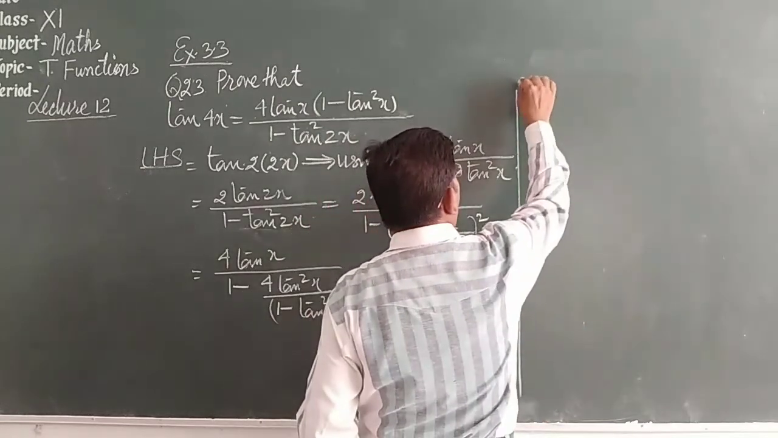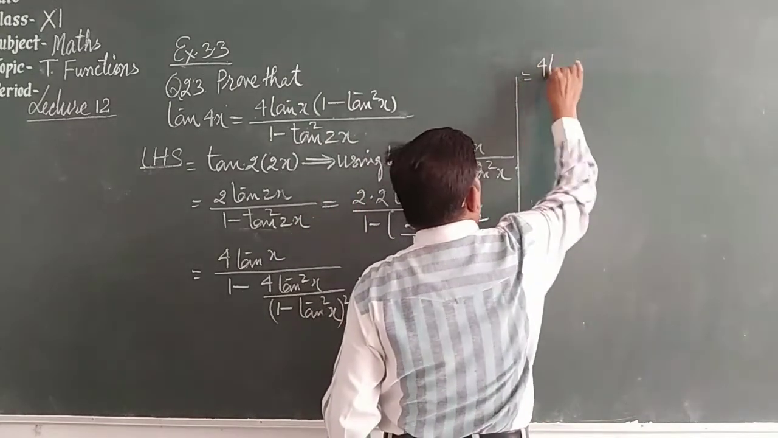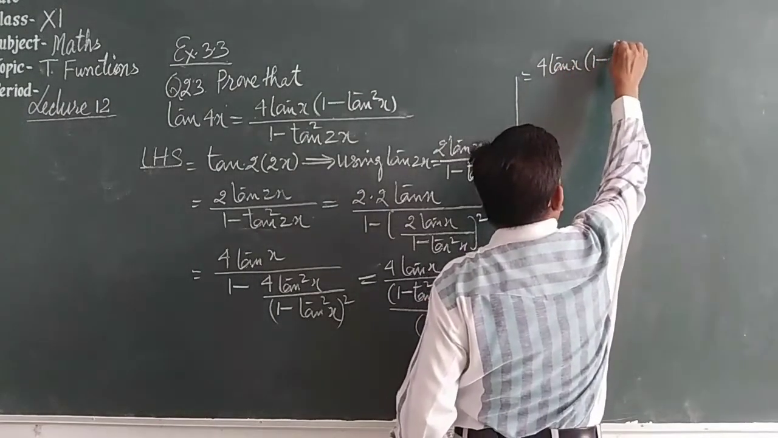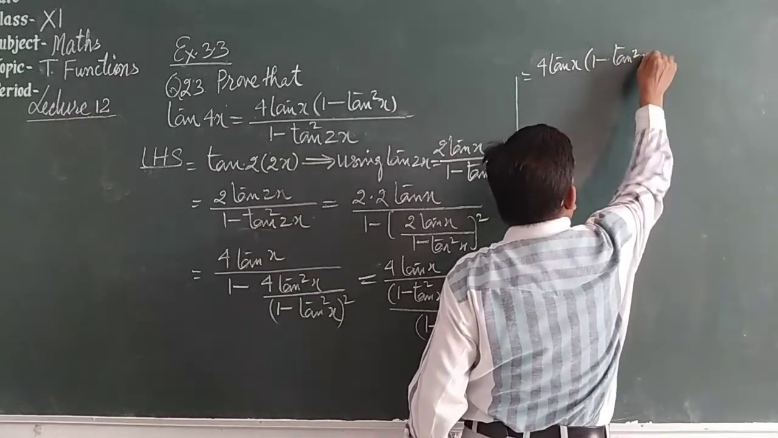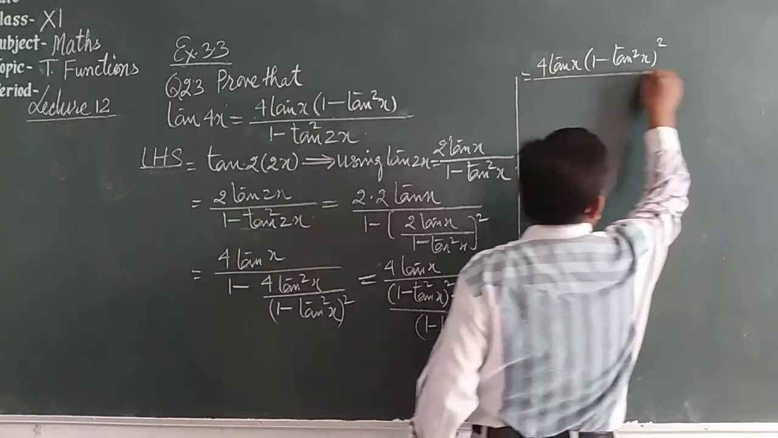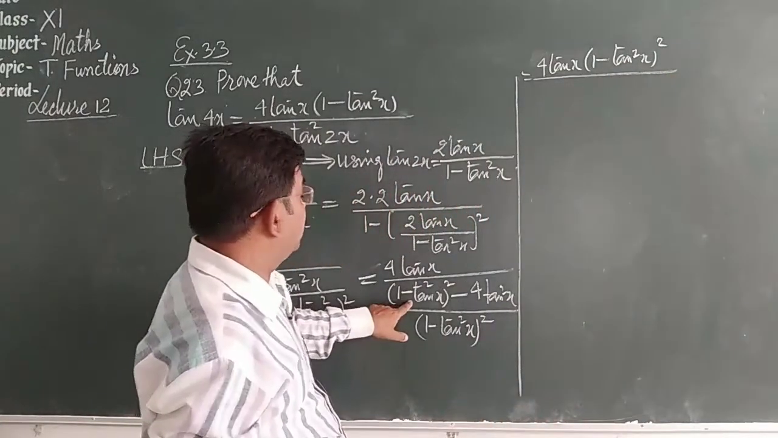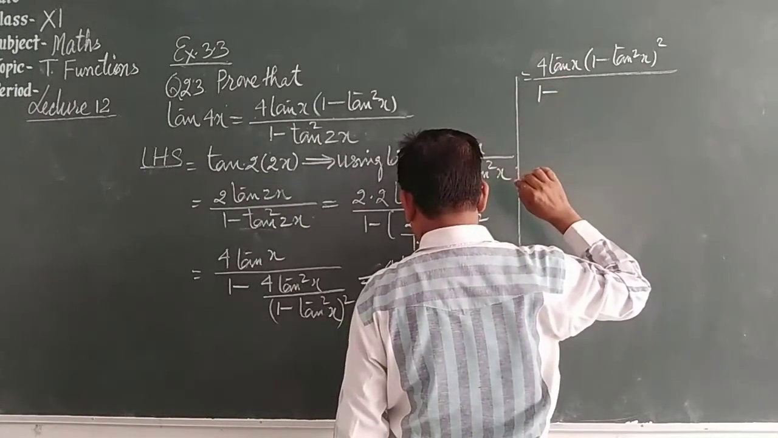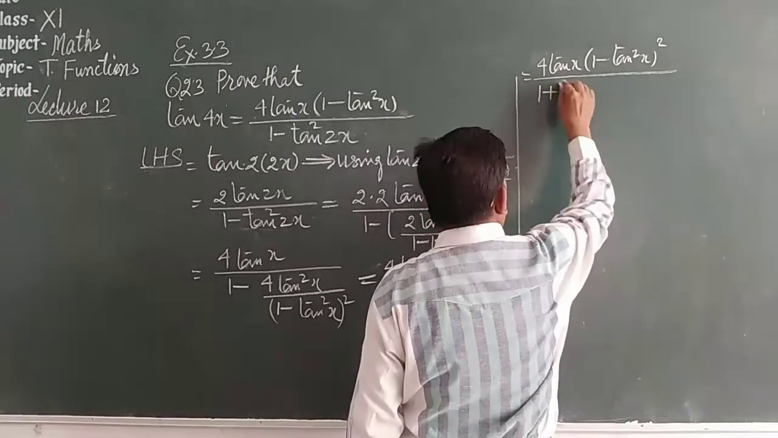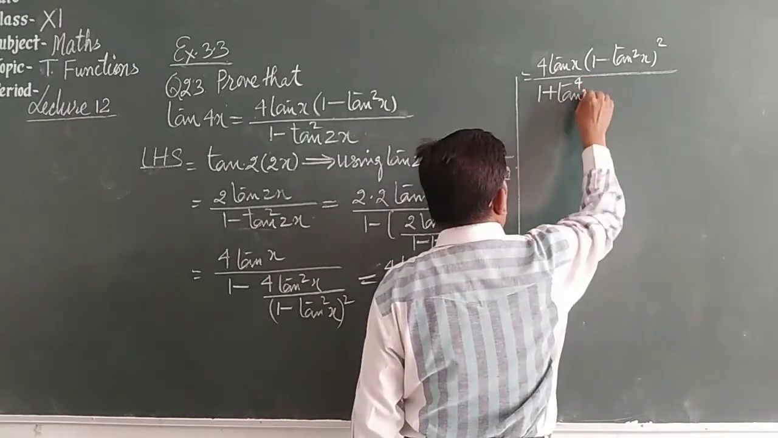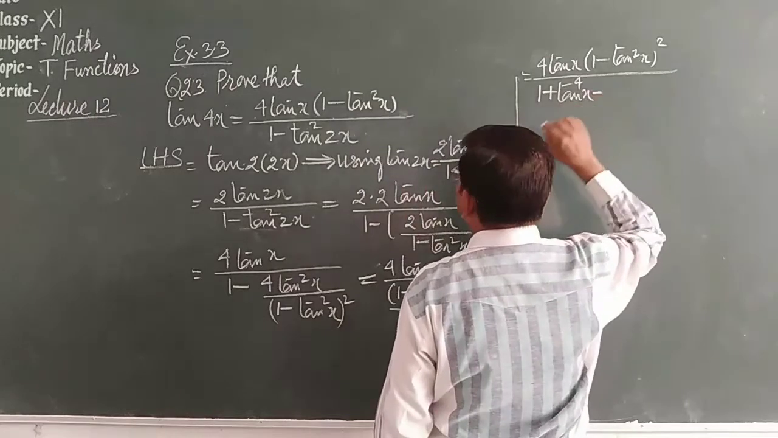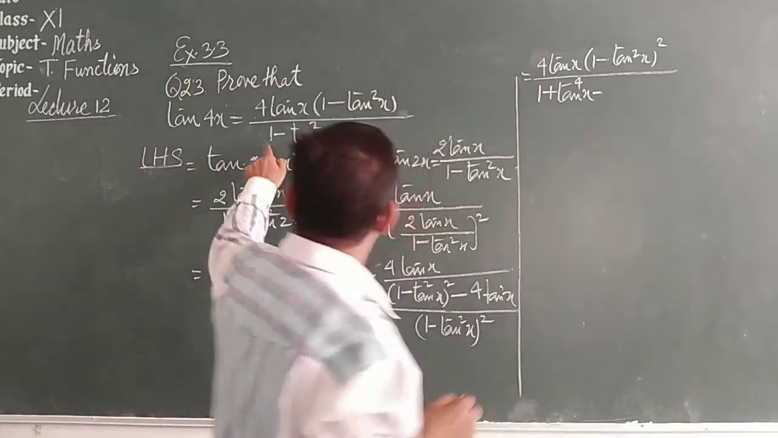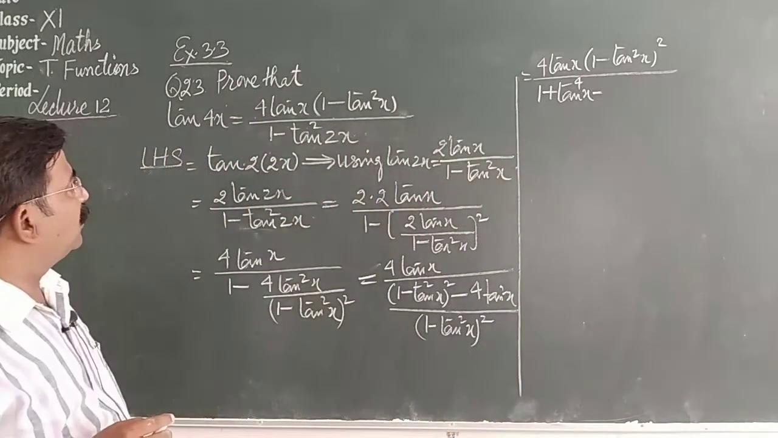We have 4 tan x into 1 minus tan square x whole square upon, simplify this, break this into whole square. So what we have? 1 plus tan to the power 4x minus, we have to bring 1 minus tan square 2x.